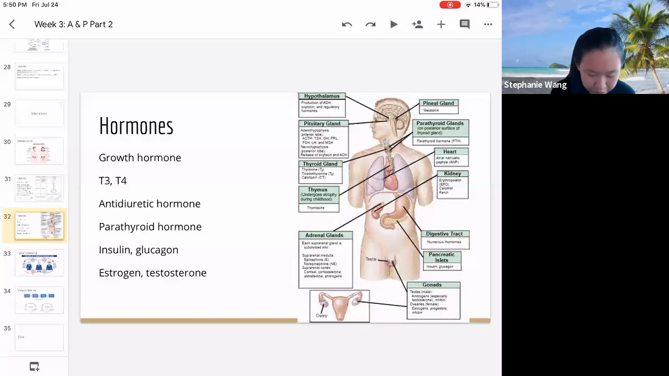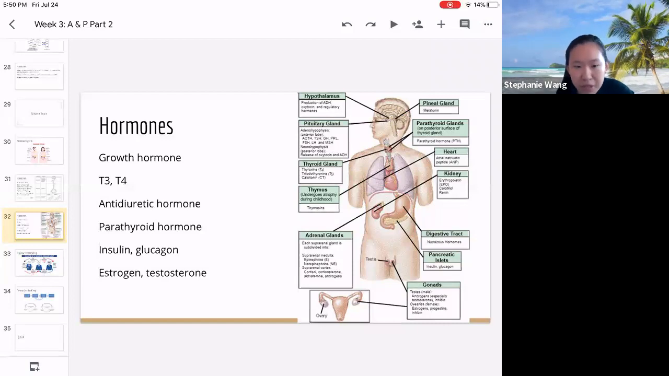And then of course we have the adrenal glands secreting epinephrine and norepinephrine for the fight or flight response, and then the ovaries and the testes secreting the sex hormones, also called the androgens. The estrogen would be in females and testosterone would be in males. So any questions about hormones and where they're secreted?